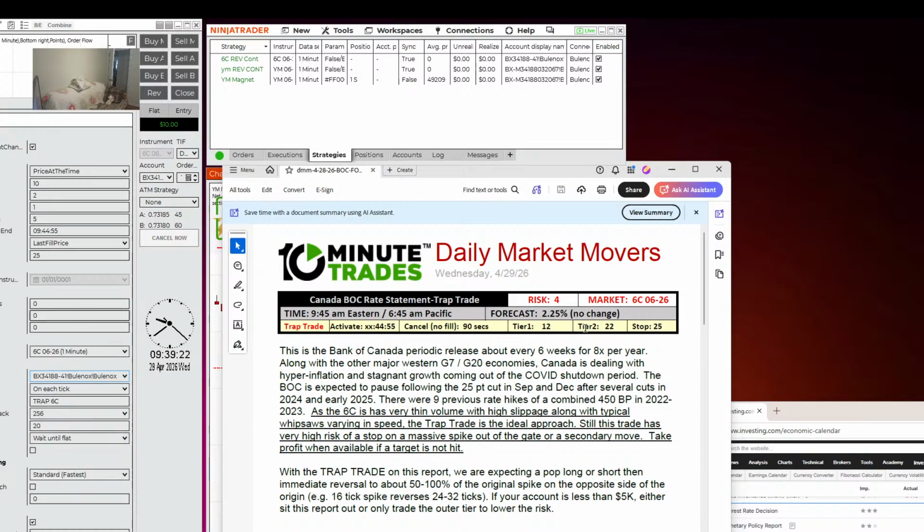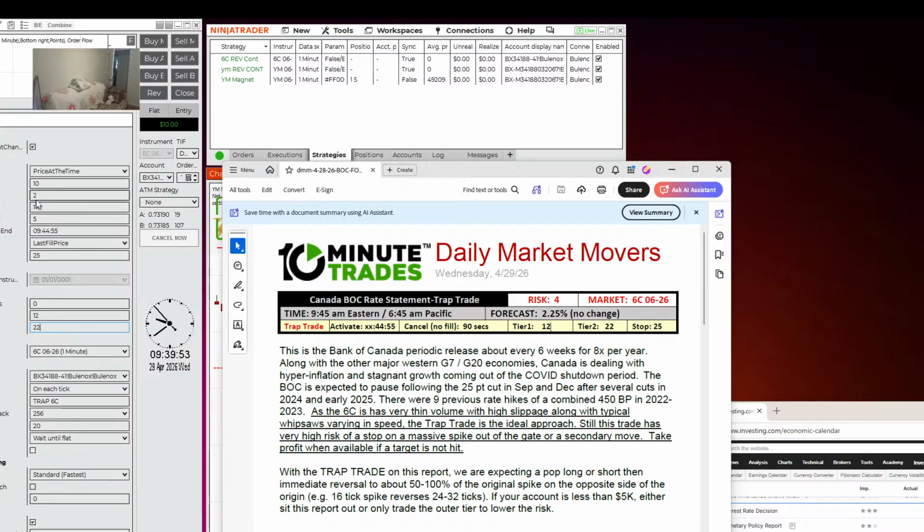Tier 1 is 12 ticks. We're getting that from our DMM, our Daily Market Mover trade setup. This is a report that our members got yesterday that tells them how we're considering trading the Canada rate statement. And 22 on my second tier. My stop is 25. So my setup from the beginning, it's not complicated.